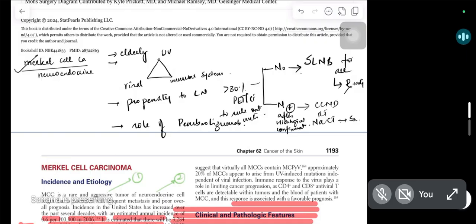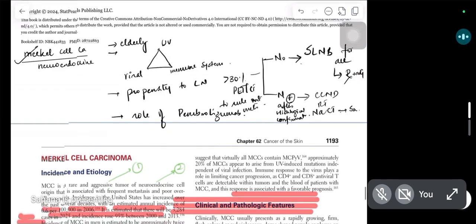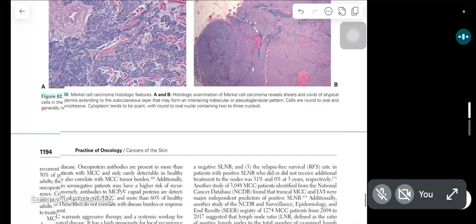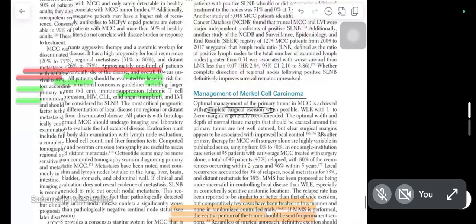So these are 4-5 points I just wanted to write. It is otherwise similar to squamous cell carcinoma management of the primary and lymph node. Here what you have to remember is all of them will need SLNB in N0. In N plus, you will have to do some form of lymph node dissection or irradiation. Then there is a role for pembrolizumab as well.